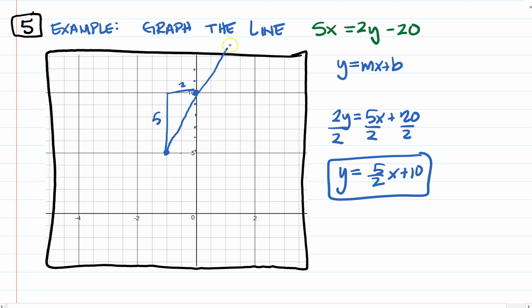So that is the equivalent of graphing, and of course you guys would use a straight edge, but I don't have a straight edge in this particular program. So get your equation into slope-intercept form, find the y-intercept, and then apply the slope.